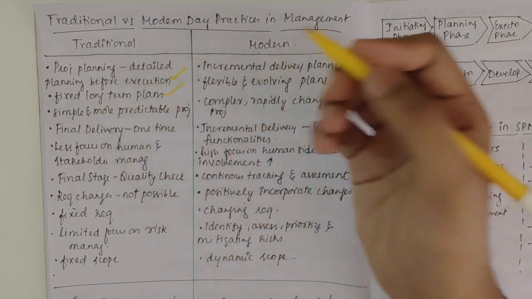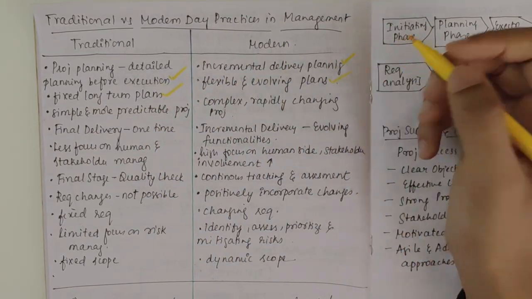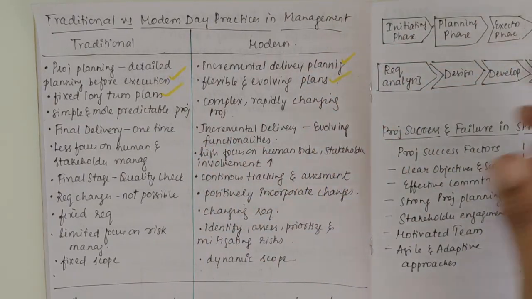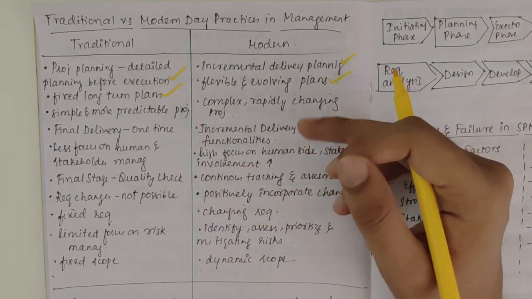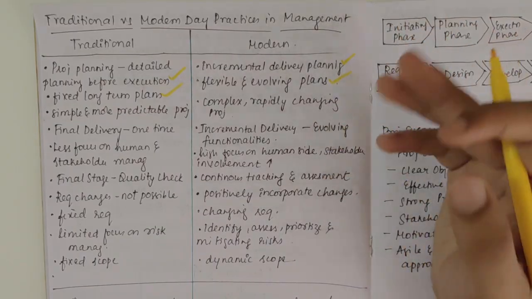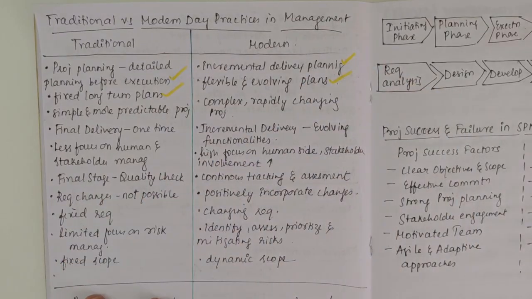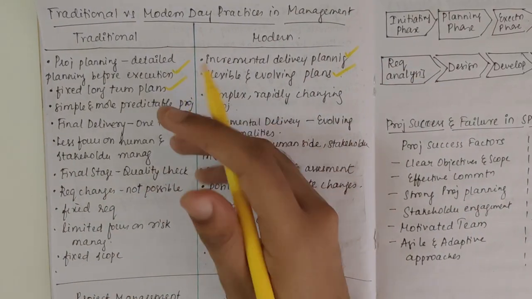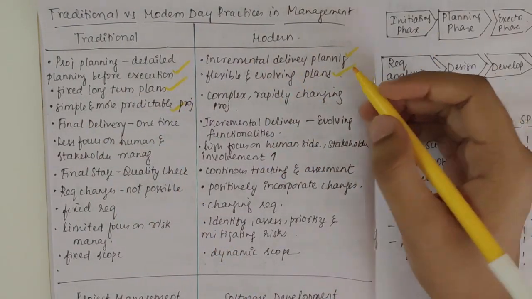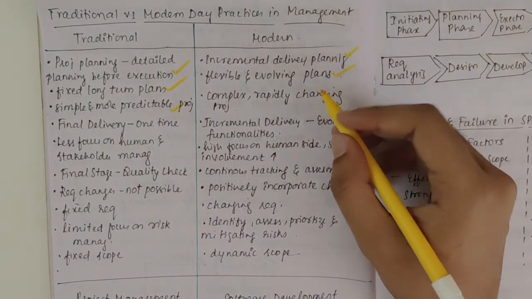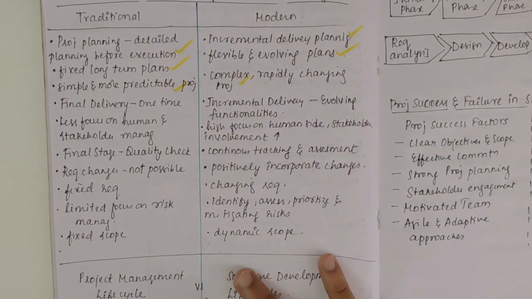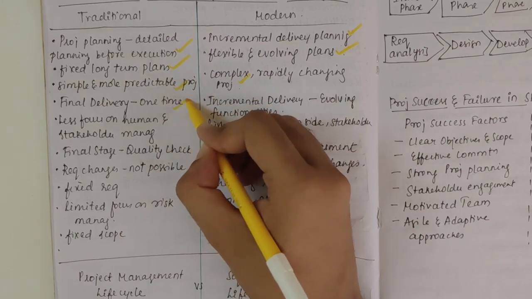Traditionally we have fixed long-term plans, but here we have flexible and evolving plans. One week we did this, next week we'll do this, and next week we'll do this. Or in the second week, if there are any changes, the plans are adjusted or changed accordingly. If we look at the projects taken in traditional practice, they are predictable and simple projects. But coming to modern day practices, the projects we take are complex and rapidly changing projects. Then the final delivery is done one time at the end.